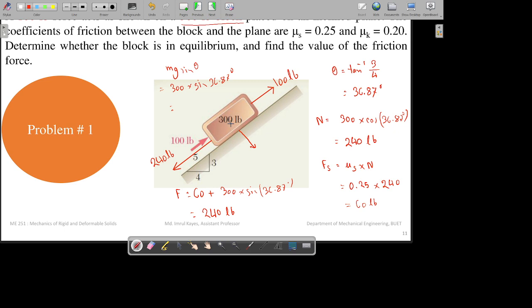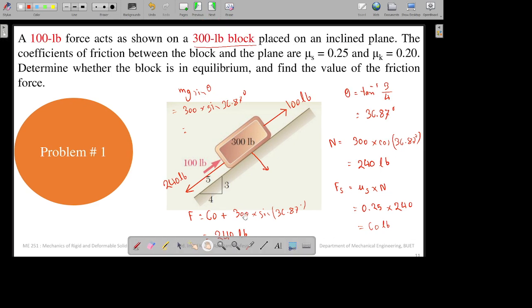So the block will move downwards. So the motion will be downwards. So now we know the motion of the block. So find the value of the friction force.